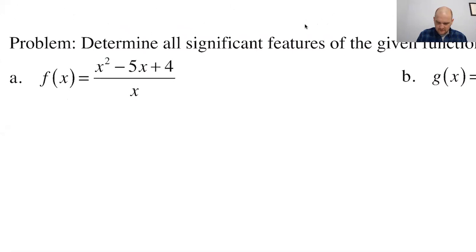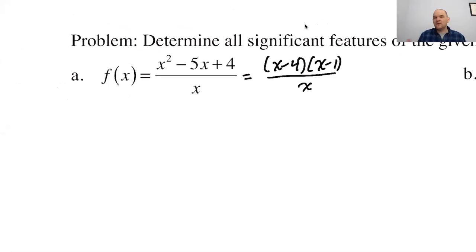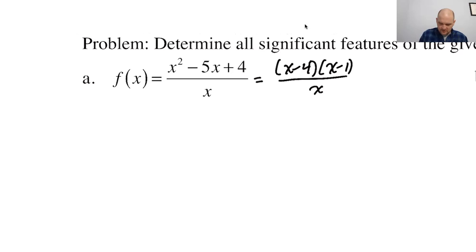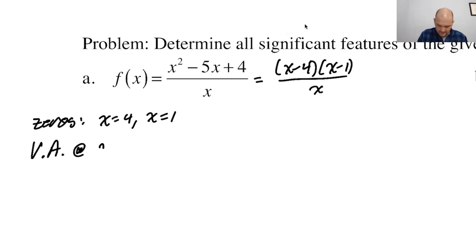So I'm going to look at the function level, right? So not on a derivative, not on a second derivative, just on the function level. (x minus 4)(x minus 1) over x. All right, so right away, I see that there are zeros of the function. So I'm going to say zeros at x equals 4, x equals 1. All right, great. I believe there's a vertical asymptote at x equals 0. So I'm going to say VA at x equals 0.